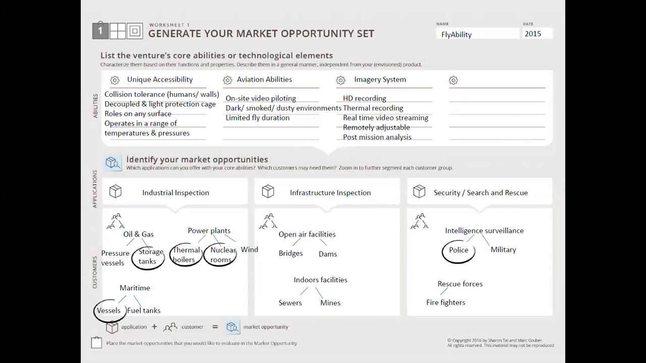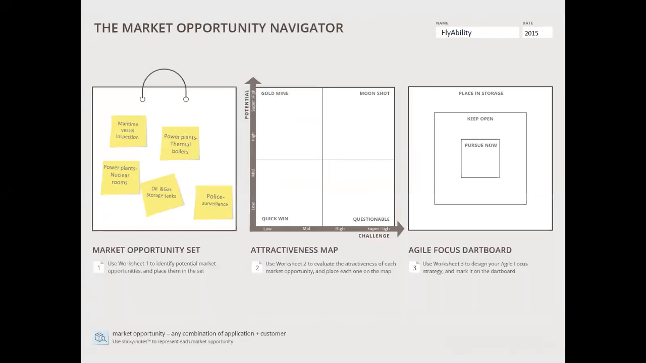So following this process, the team described 5 different market opportunities in their set. This included inspection of thermal power plants, inspection of oil and gas, inspection of maritime vessels, and police officers for surveillance purposes. Now, it's still just a shopping bag of opportunities, and we need to take the time to understand which of these options is more or less attractive.